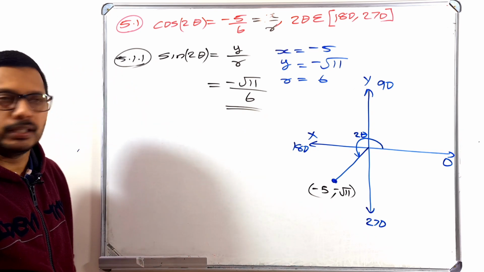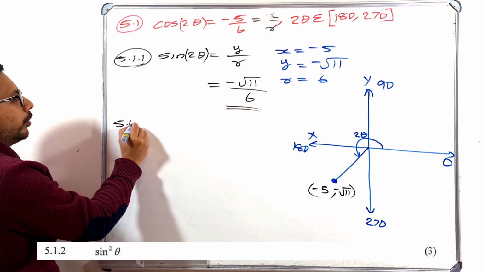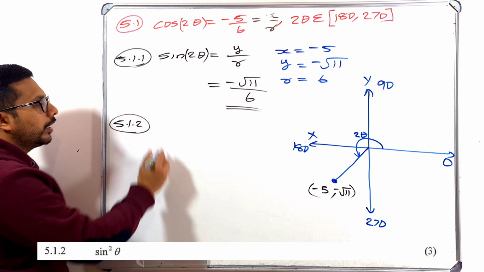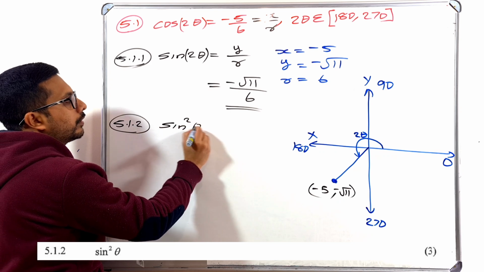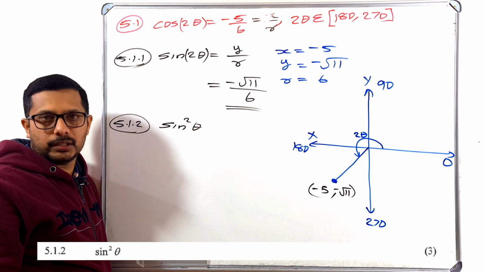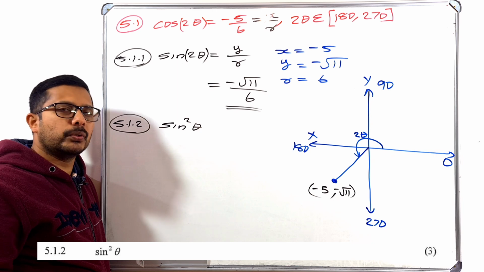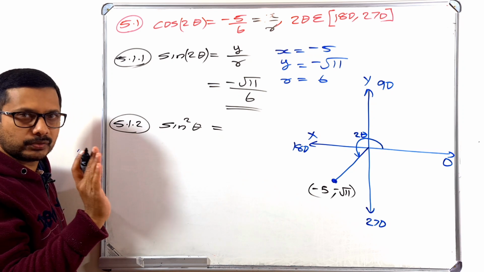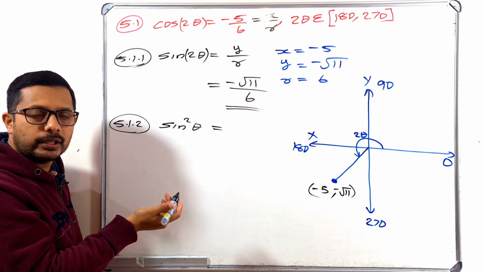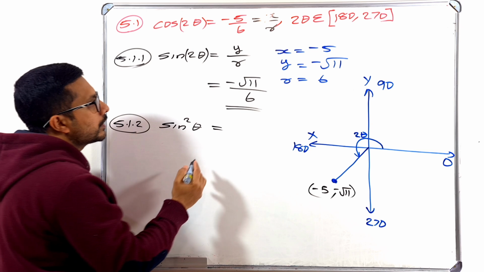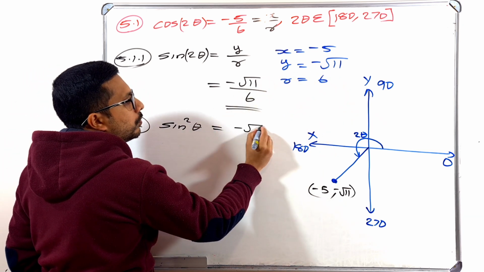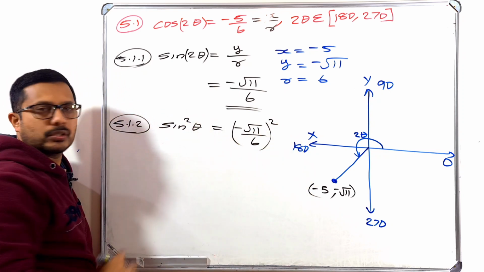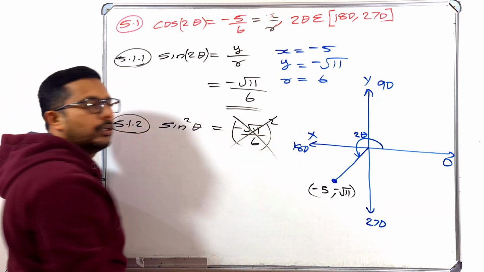That's all. Now second question, 5.1.2. What is that question? Sine squared theta. You have to find the value of sine squared theta. How can you find it? Maybe some of you are thinking sine theta is opposite side by hypotenuse, so it is minus root 11 divided by 6, then square that one because here it is squared. But that one is wrong.